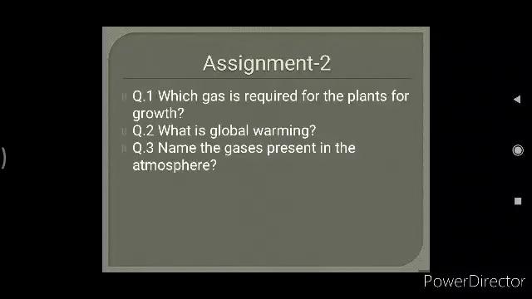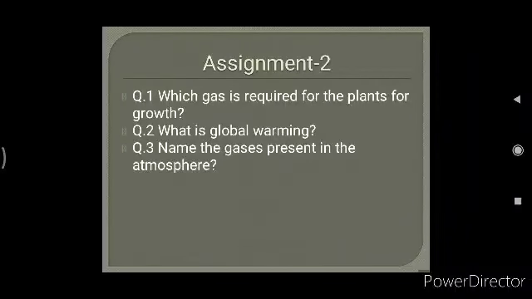Question number 2. What is global warming? I have already told you about the greenhouse effect, and about why the amount of carbon dioxide is increasing. Now you have to relate all these things and write what you understand by global warming. How are the things which I have explained today about carbon dioxide related to the term global warming? This you have to do on your own.